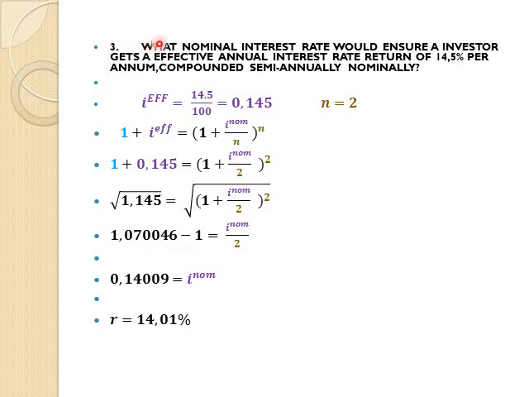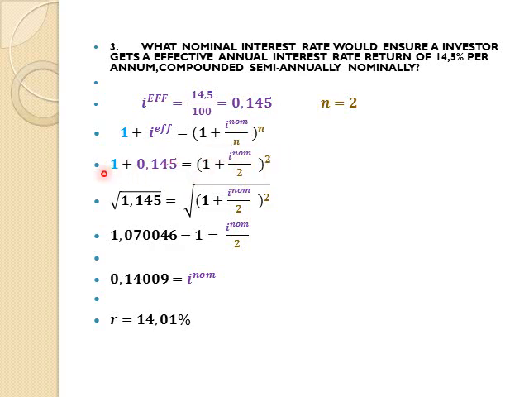Right, now in number 3, what nominal interest rate ensures the investor gets an effective annual interest rate return of 14.5% per annum, compounded semi-annually, nominally, right? So the semi-annual compounding is by the nominal rate, because they say nominally, and we want the nominal interest rate. Given your effective interest rate, 14.5%, it's 14.5 divided by 100, which gives me 0.145. Right, 1 plus i effective, so 1 plus 0.145, n is 2, n is 2.